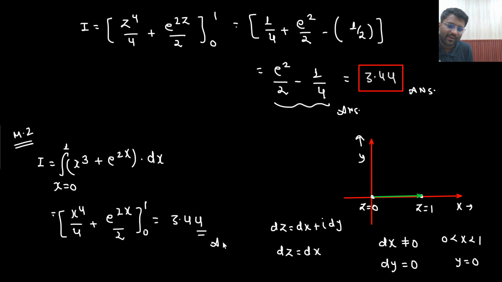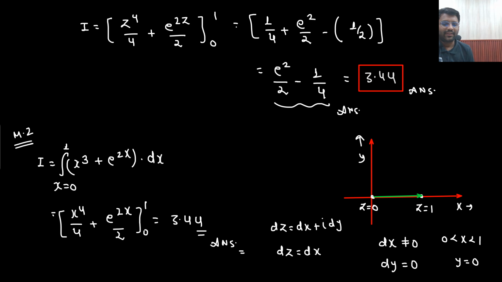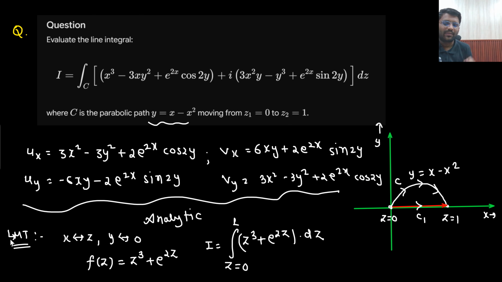So if someone wants to solve in terms of x and y, then he can solve in terms of x and y as well. But if someone is very smart, if he is a fan of MT, then he will remember what MT said. MT said if it is analytic, then leave it up to me. I will do everything.